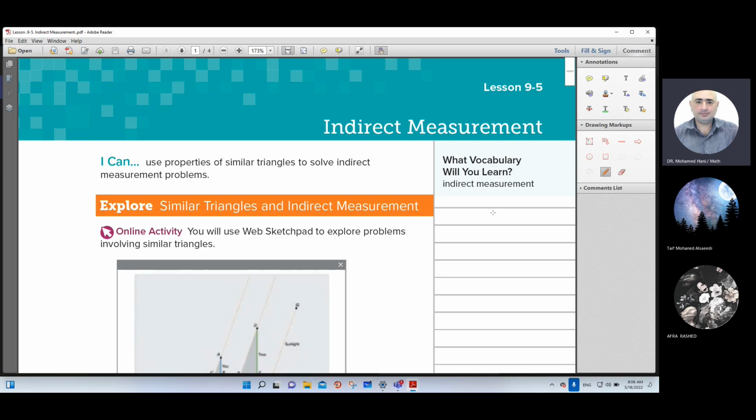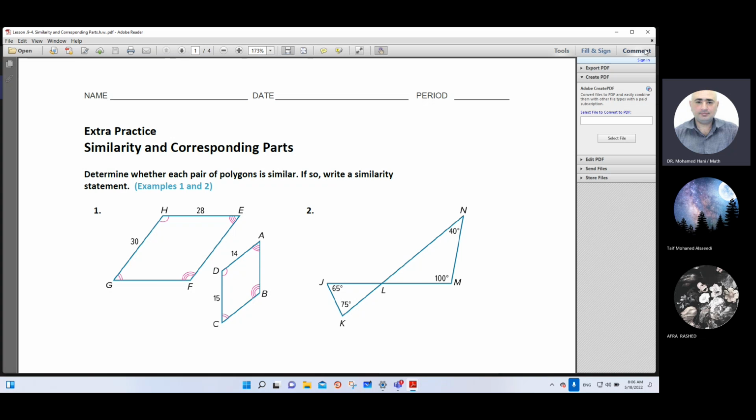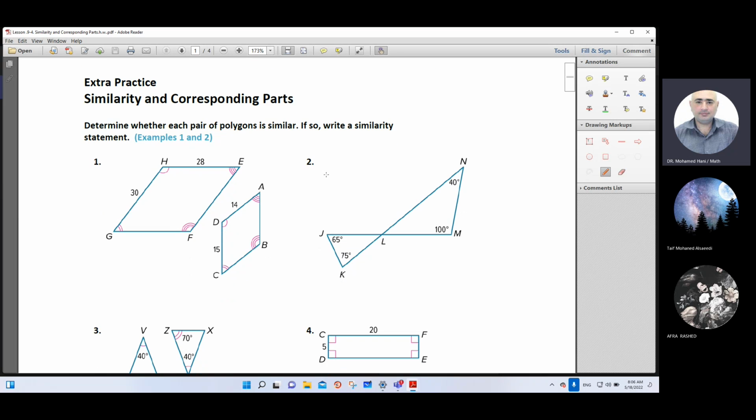Math grade 8. We are in module 9, lesson 5, the last lesson in this module, indirect measurement. In this lesson, we're going to use properties of similar triangles to solve indirect measurement problems. Before we start, I want to revise some properties of similar shapes. This is the previous lesson, similarity and corresponding parts.